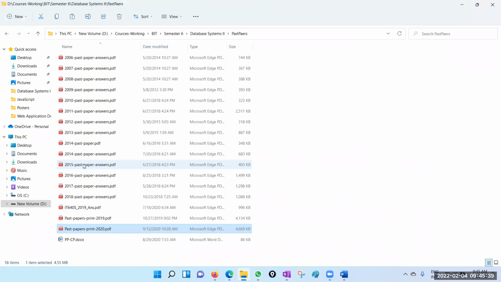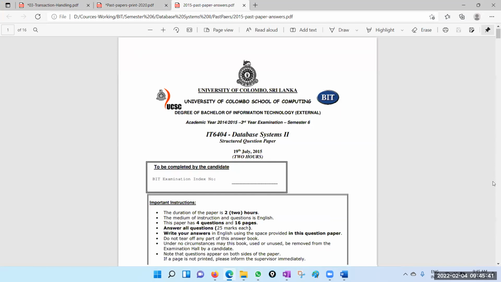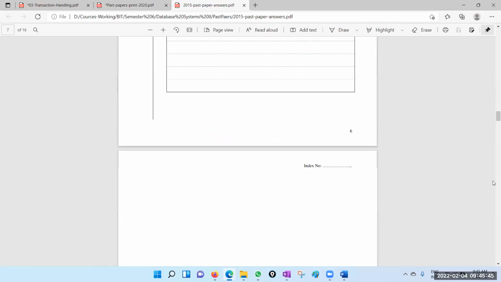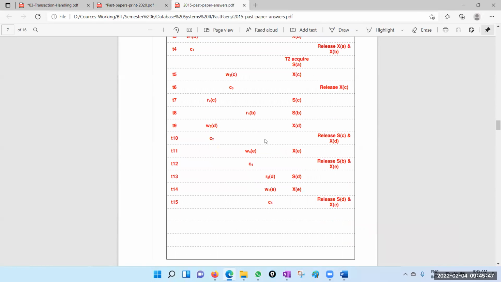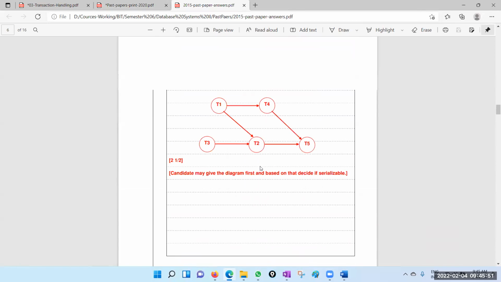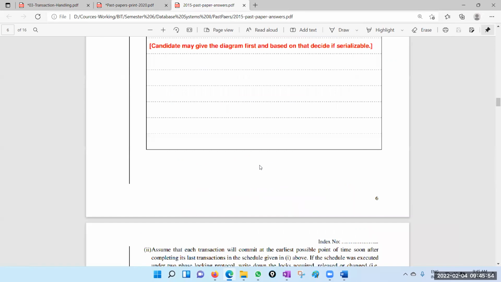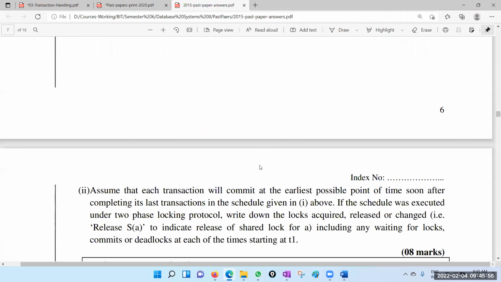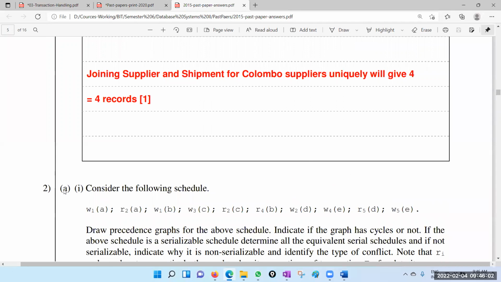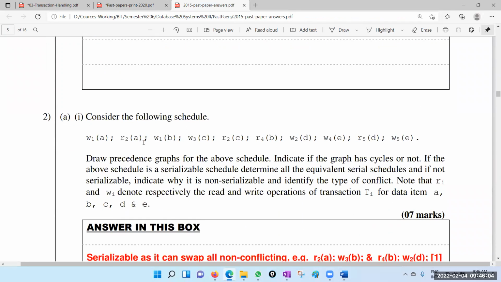Let's take another paper. Right, so this is a much more comprehensive question, from a little older paper. Let's do this question, okay? This is the 2015 paper. Right, so this is the transaction, and this is related to this one. Okay, we'll do the full question.